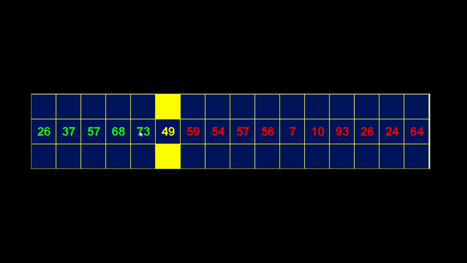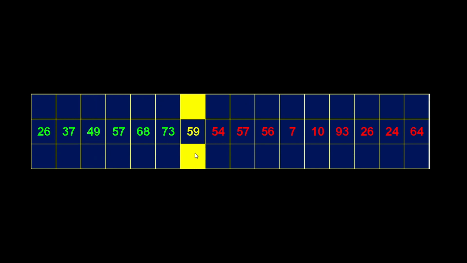Is 49's left neighbor too big? Yes, it is. Is 68 too big? Yes, it is. Is 57 too big? Yes. 37 is not too big, so 49 can just stop right there. And we move on to 59.